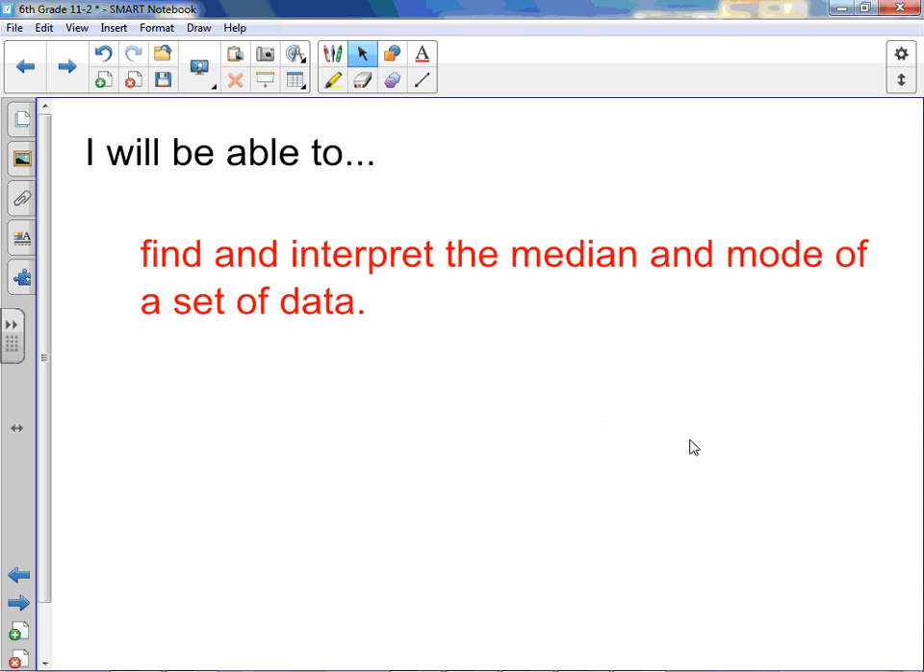Chapter 11, Lesson 2, Median and Mode. You will be able to find and interpret the median and mode of a set of data.